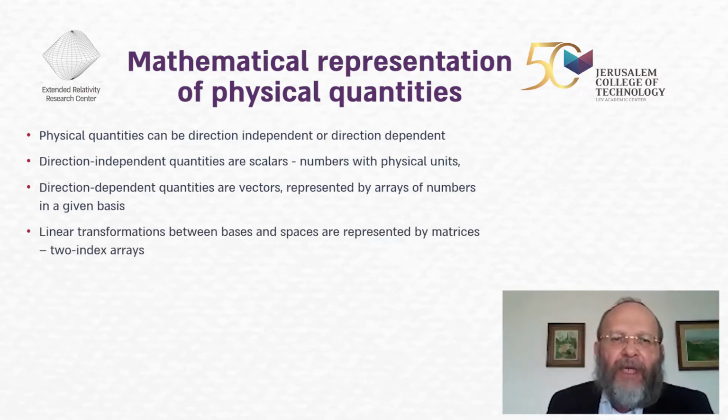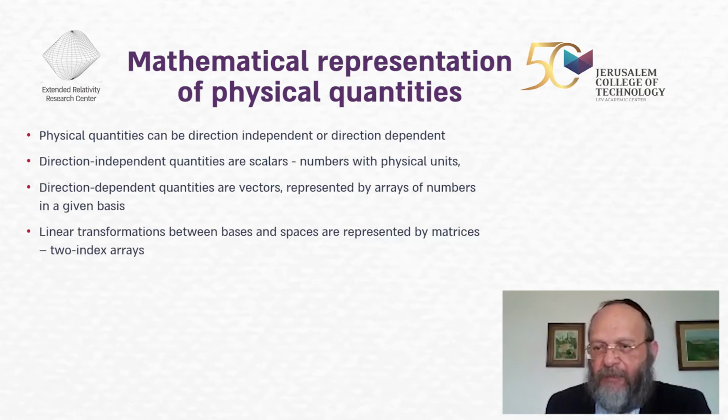We'll need some kind of linear transformation between bases and linear transformation of spaces. Both of them are represented by matrices, which are already two-index arrays, but with different indices.